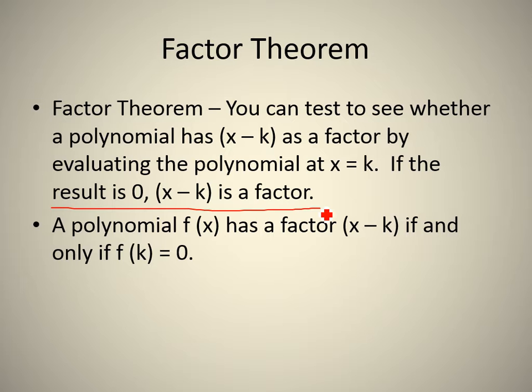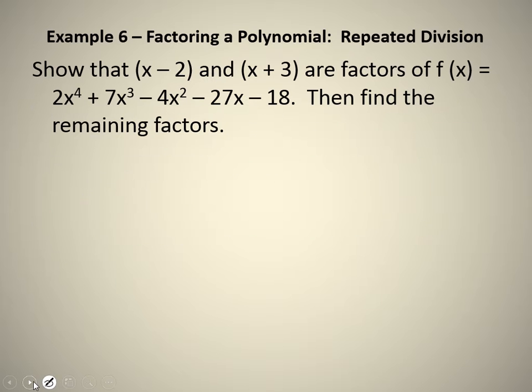So if the remainder is 0, that means that x minus k is one of the factors of the polynomial function. So when I go to do something like this here, and the question says show that x minus 2 and x plus 3 are both factors of 2x to the 4th plus 7x cubed minus 4x squared minus 27x minus 18, then find the remaining factors.